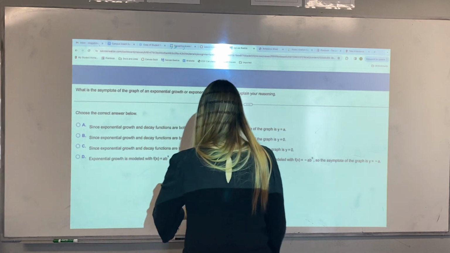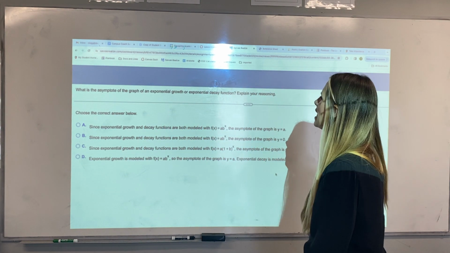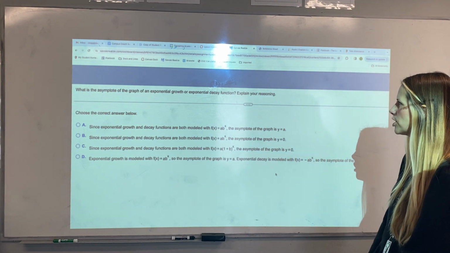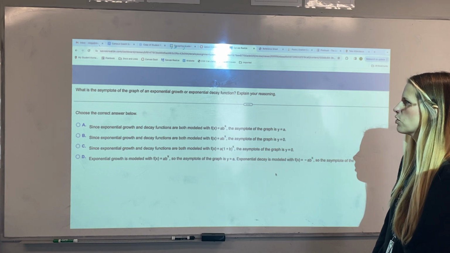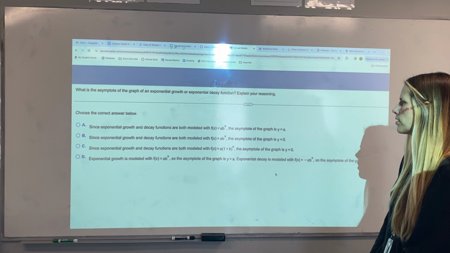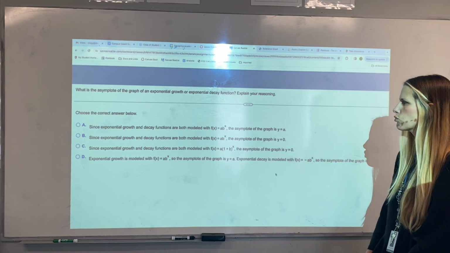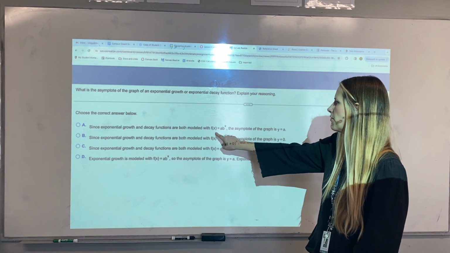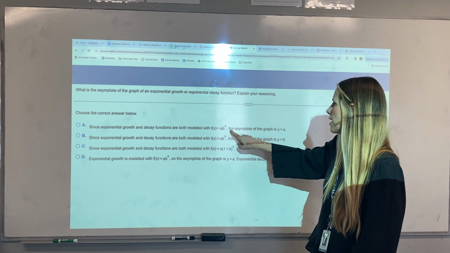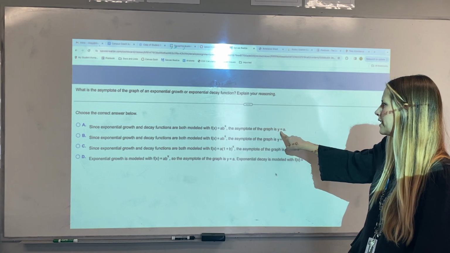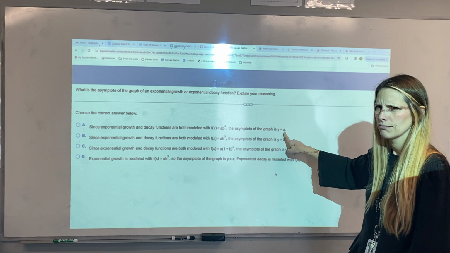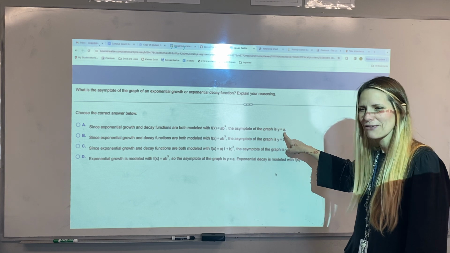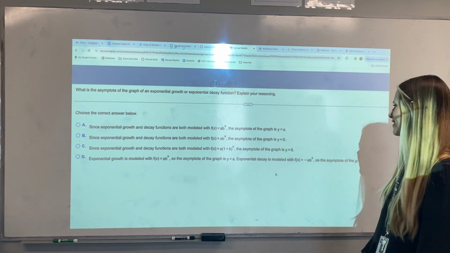What is the asymptote of the graph of an exponential growth or exponential decay function? Explain your reasoning. Let's read our answer choices. Since exponential growth and decay functions are both modeled with f of x equals a b to the x power, the asymptote of the graph is y equals a. What is y equals a? It is y equals 0. Y equals a, that doesn't even make any sense.